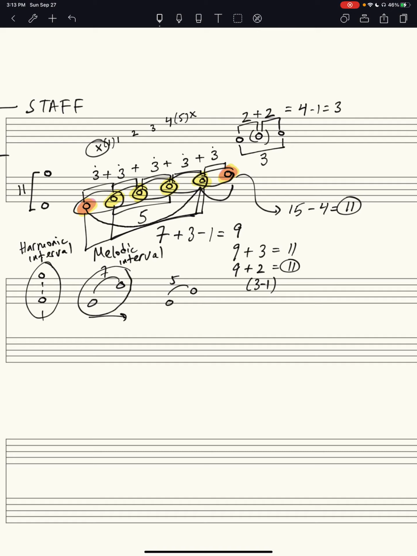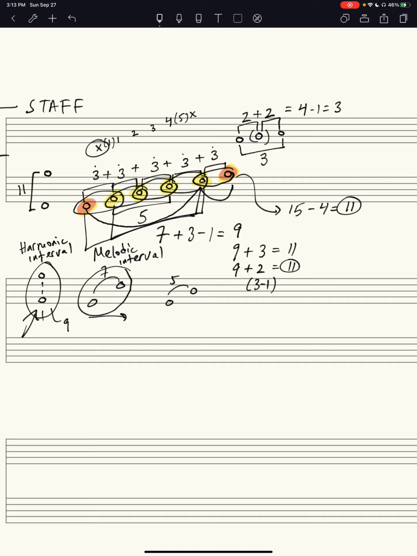What were we trying to figure out? This one right there, right? So that is the first space all the way up to the space directly above the staff. So what is this interval size? Well, let's see. Do you recognize that this is a ninth? Now, am I correct about that? We can do it pretty easily, right?